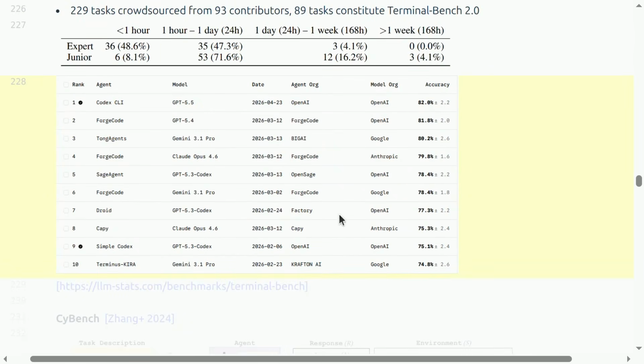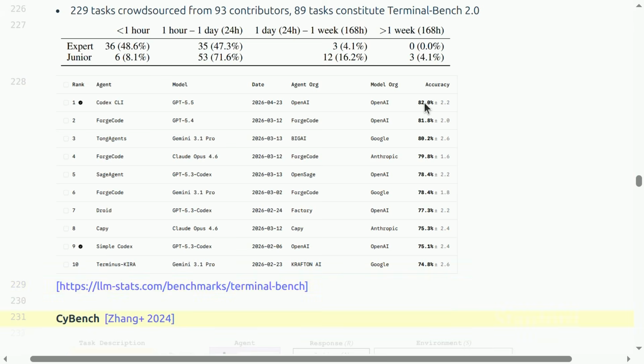And then here's what the leaderboard looks like as of today. The top models are the frontier models. One thing that's interesting is that the agent is also important here, because you can have two agents with the same model, and they have different accuracies.